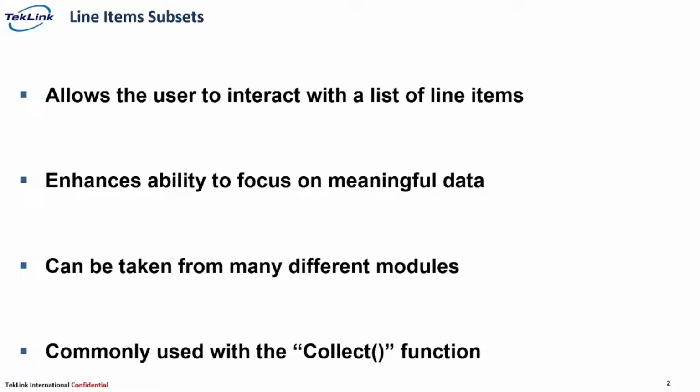The most powerful function to utilize line item subsets is the collect function. This function allows us to aggregate data from multiple dimensions into a single line item subset. By using the collect function, we can consolidate information from different levels of granularity, providing a comprehensive view of our data. It simplifies analysis and enhances decision-making capabilities.